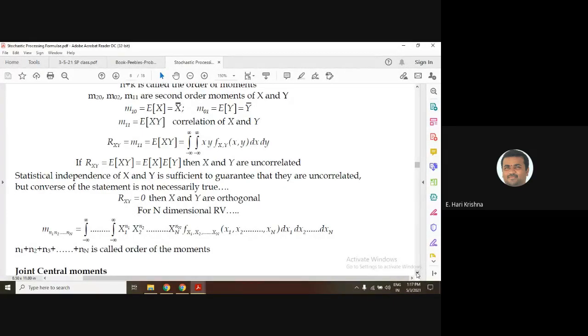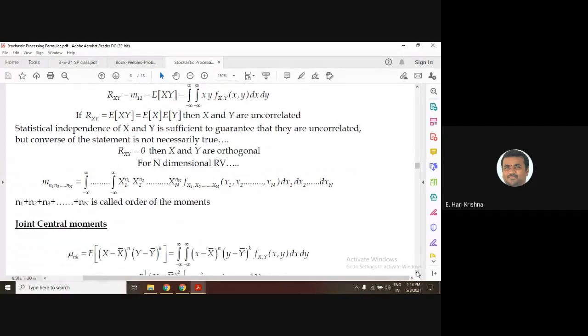Most probably in the examination, you will get joint random variables only. But to get an idea, I have provided the same thing for an n-dimensional random variable; it is even in the book. Try to see here. If X and Y are statistically independent, E of XY is equal to E of X into E of Y. And that means X and Y are uncorrelated. Try to get this point. The converse of the statement is not always true.